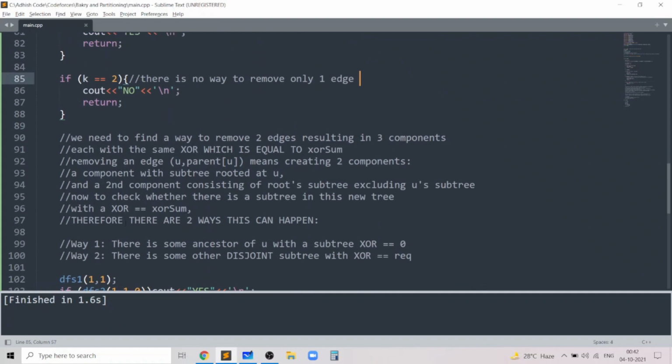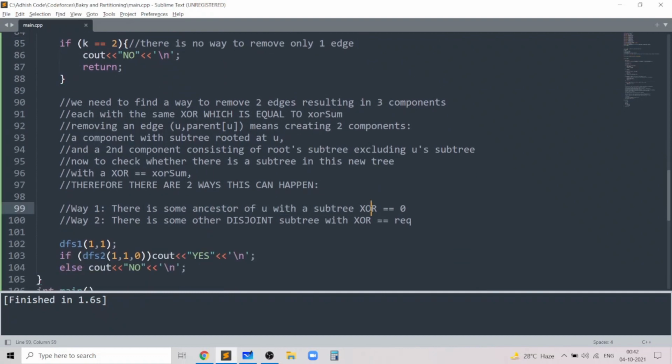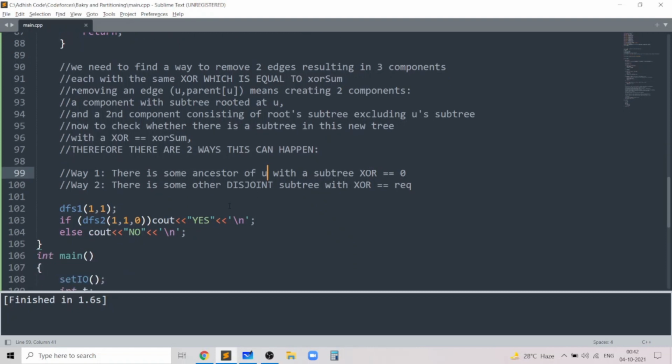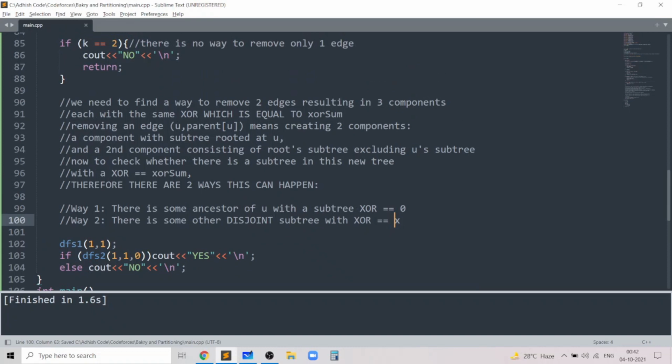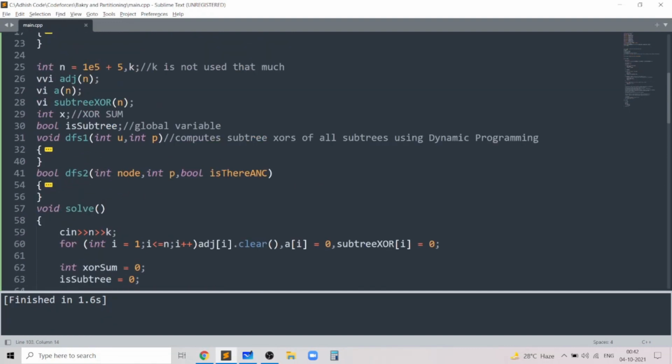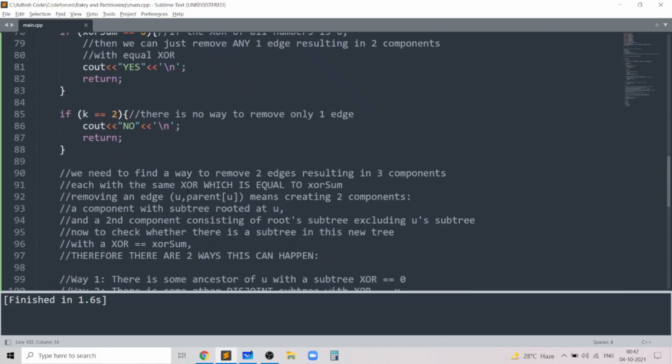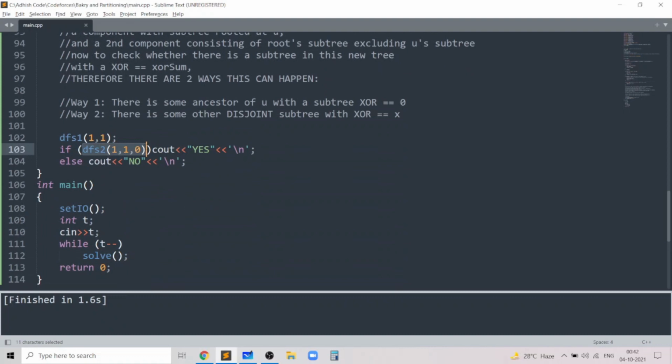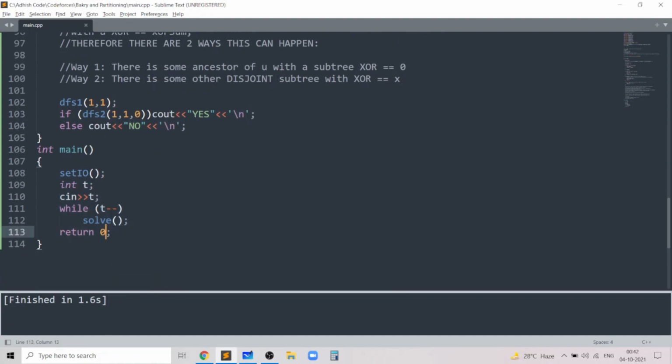Otherwise, we check for the two conditions. There's some ancestor of u, so ancestor of the current node, or there's a disjoint subtree with XOR equal to x. And then we call DFS1, then we call DFS2. Notice that DFS2 returns a Boolean value, so that's why I just check if DFS2 is met, then we print yes, otherwise we print no. And we do this for each test case.